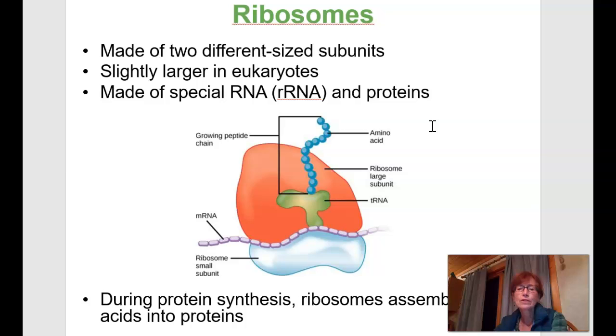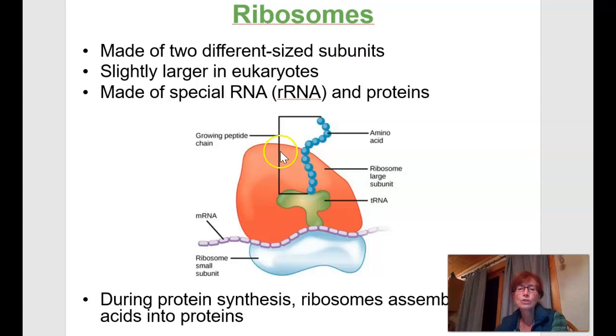Ribosomes, we've already learned a little bit about them. They're made up of something called RNA. In particular, they're made of rRNA, which is ribosomal RNA, and proteins. We know that these have a role in the production of proteins, and they have a big role in that. So we find a lot of ribosomes in cells.